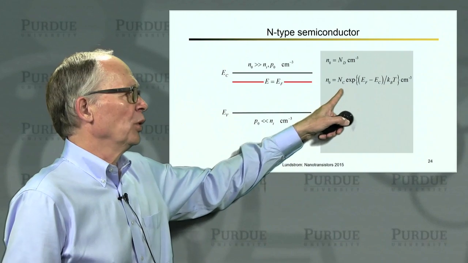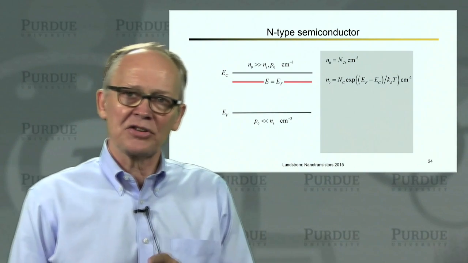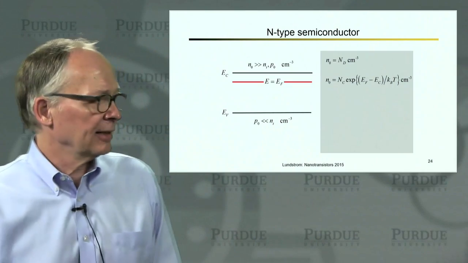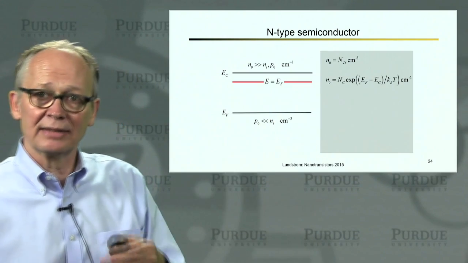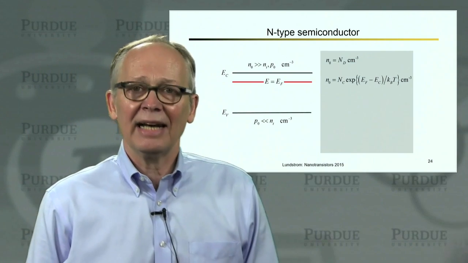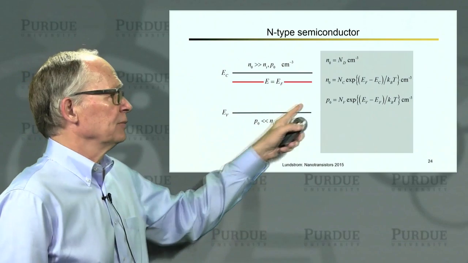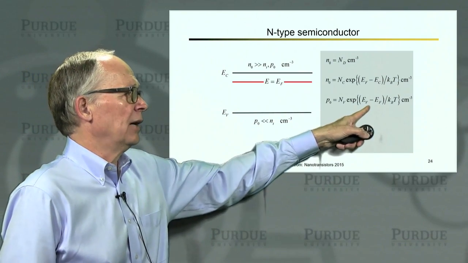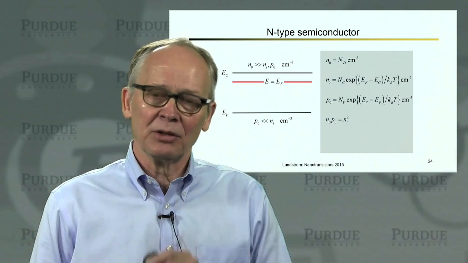Now, if I'm interested in where the Fermi energy is, I'll use this expression that relates the location of the Fermi energy to the electron density. So if I know the electron density because I know how I doped the semiconductor, I can then determine the Fermi energy. If I want to know the hole density, well, I can determine it too because I now know the Fermi energy. Or there's an even easier way to determine the hole density.